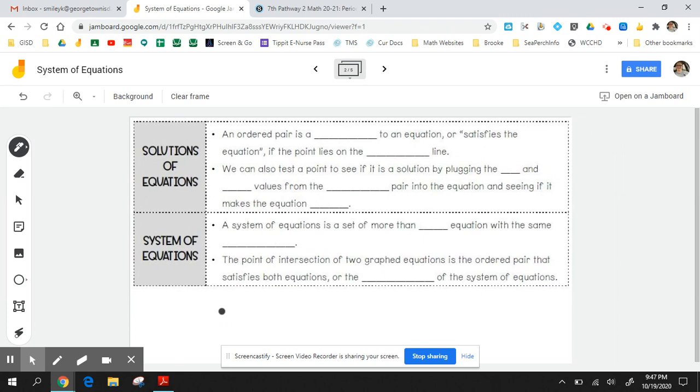So an intersection point can also be called the solution of the system of equations, and you're going to see that more. So the ordered pair is a solution. An ordered pair is a solution to the equation. It satisfies the equation if the point lies on the graphed line.